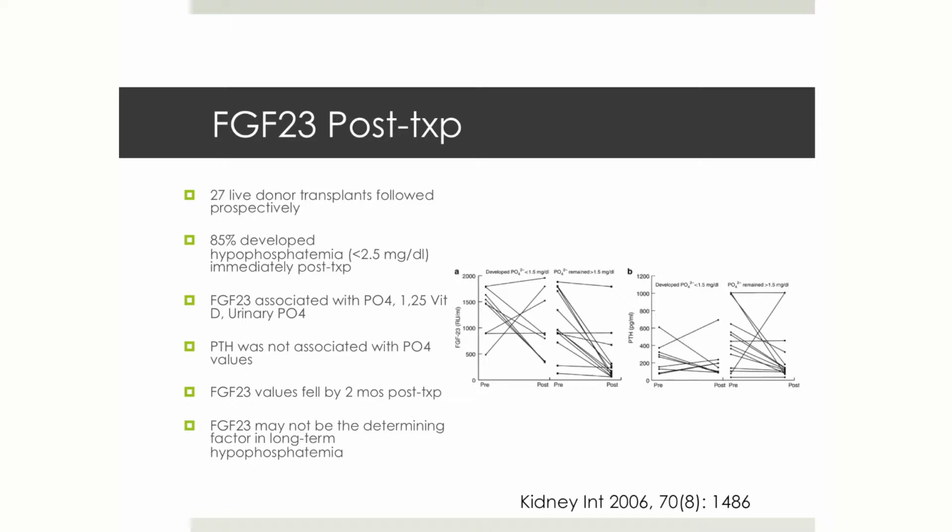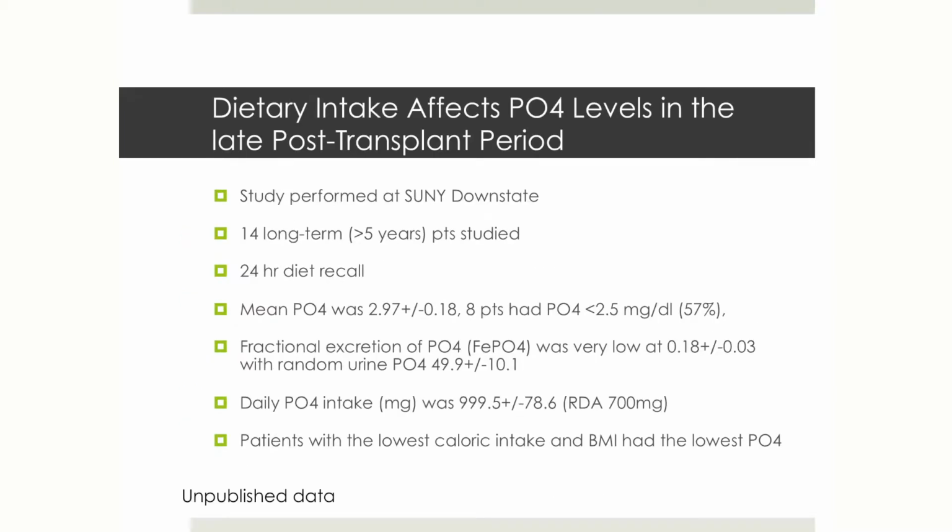What was interesting is that they said that FGF23 values fell by 2 months post-transplant. Now, I have the data here, and it's kind of all over the place as far as I can see. I mean, I guess you could say they fell, but certainly some patients remained stable and some went up. So anyway, their conclusion was that FGF23 may not be the determining factor in long-term hypophosphatemia, which is something that I actually agree with.